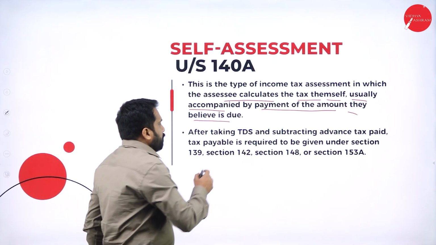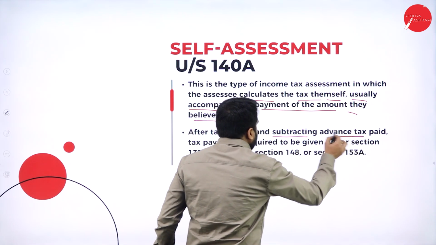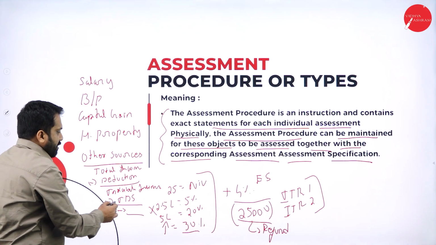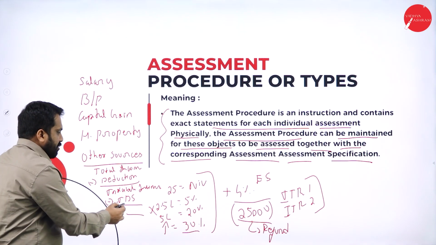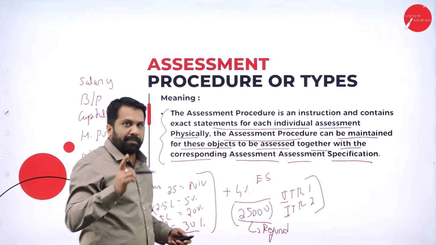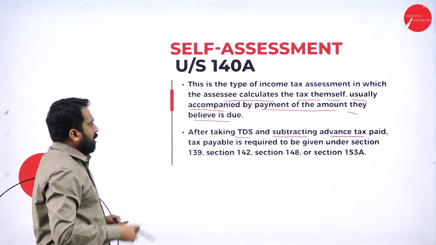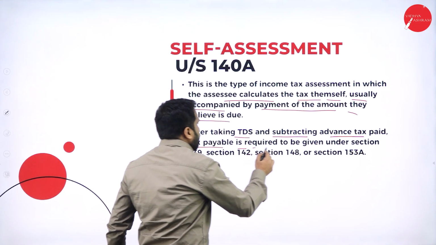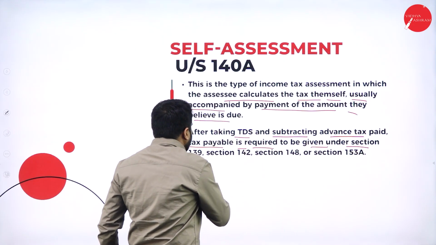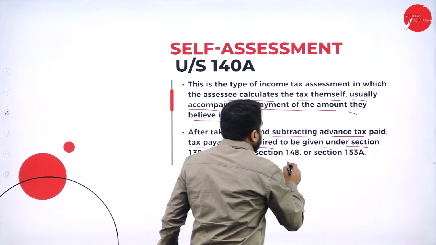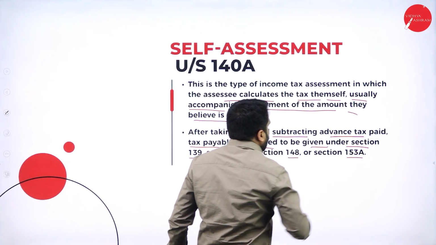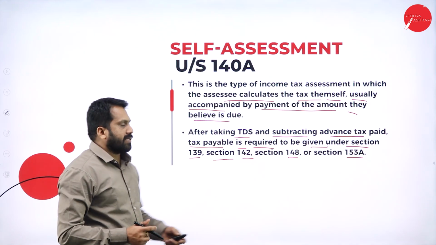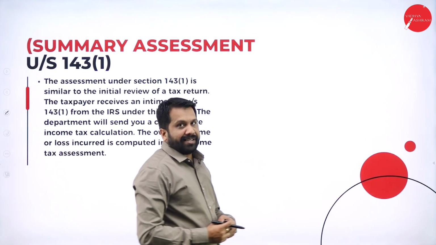Now, in this, after taking TDS and subtracting advance tax, I already explained in the previous session. After adding everything, minus TDS, and if advance tax is paid, that also minus. That is the procedure to calculate your income tax. After taking TDS and subtracting advance tax paid, tax payable is required to be paid under section 139, section 142, section 148 or section 153. What are these sections? These sections are regarding the assessment and payment of tax. Hope you are clear with self-assessment.